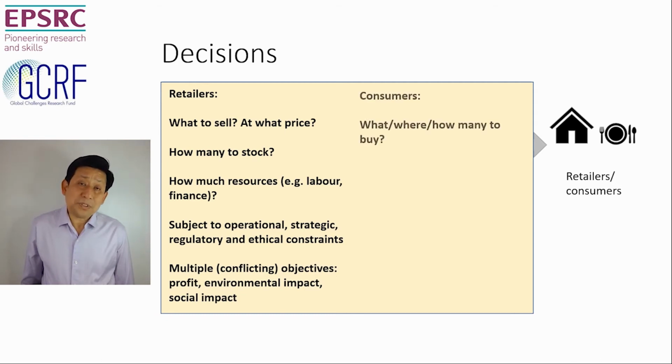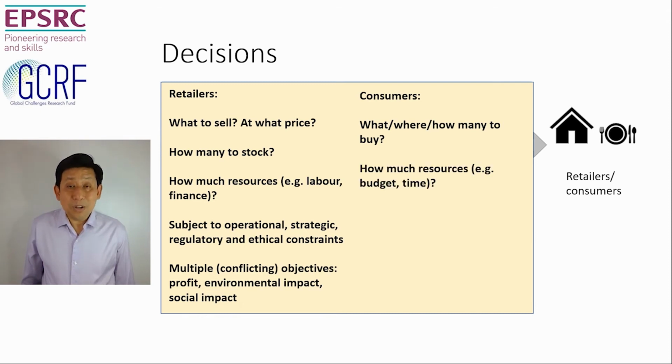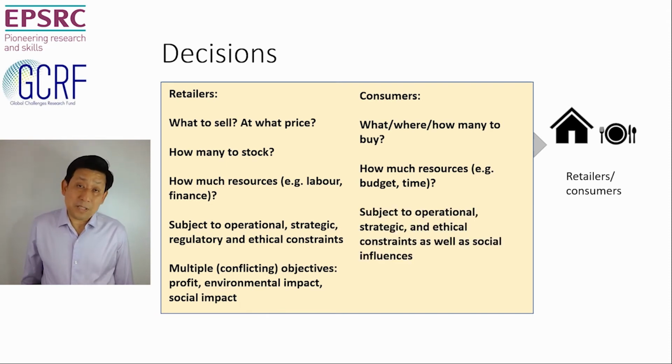Now, from the consumer side, we have to make decisions too. What, where, and how many to buy. We also need resources in order to do that. We need money. And we also have limited time. And we also have some personal constraints because we don't just buy food, we also need something else. And we have also some strategic objective in mind.